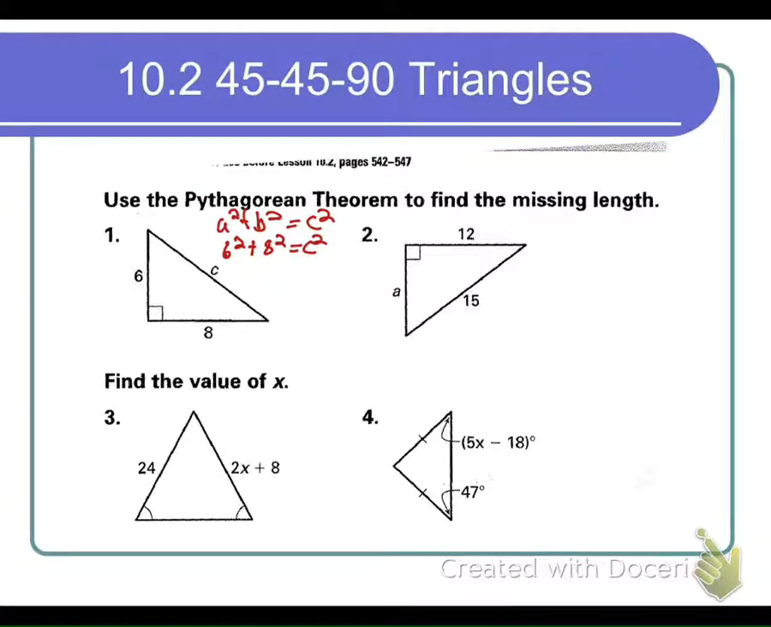Okay, so our first part is the Pythagorean Theorem. We're using a squared plus b squared equals c squared. We substitute in our legs. Remember, c is our hypotenuse, the side opposite of our right angle. And here we actually have that labeled exactly. So c squared, biggest side, going to be our hypotenuse.